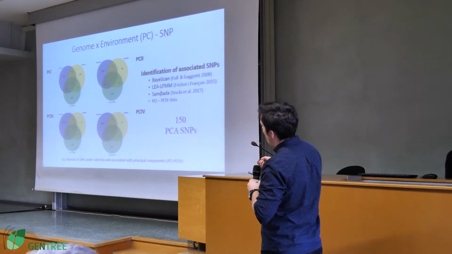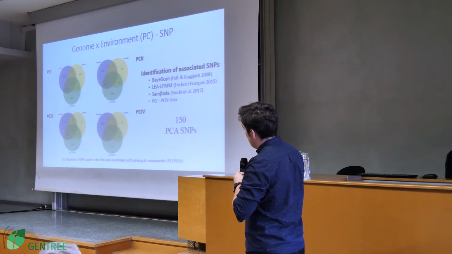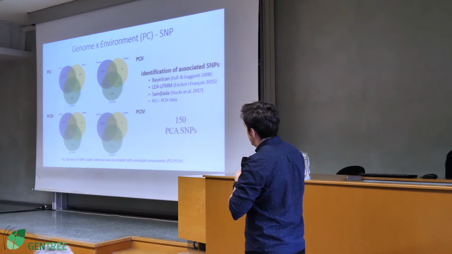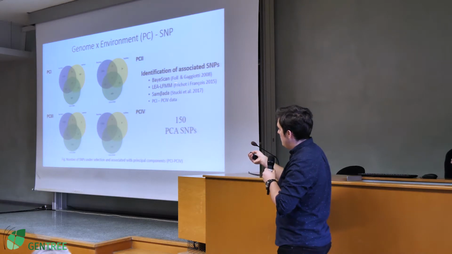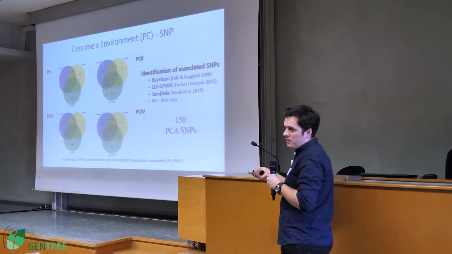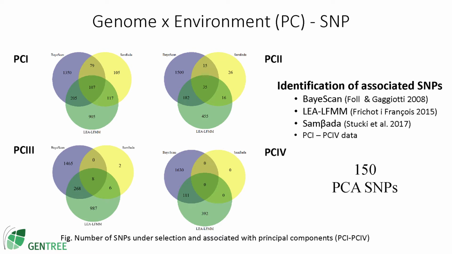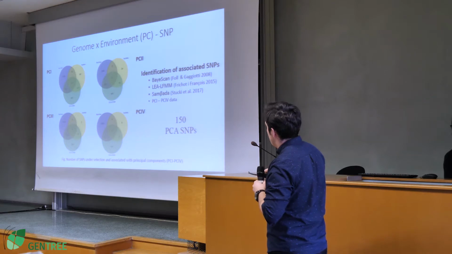Now the interesting part, I think: the genome-environmental analysis of SNPs. From those 13,000 SNPs, we have about 150 SNPs that we are sure or almost sure are associated with environment. We used BayeScan, LFMM, and Sambada, and we chose only those SNPs which were detected by all three methods. You all know there is a problem that we have a lot of candidates and a lot of outliers, but the true SNPs are very tricky to detect, so we wanted to be very conservative, and we chose only 150 SNPs.